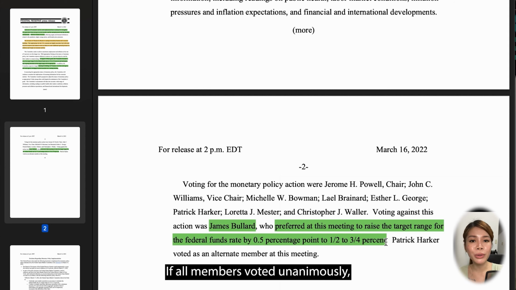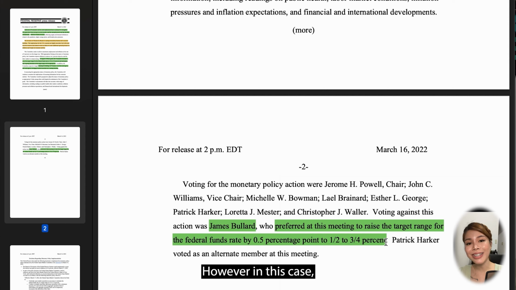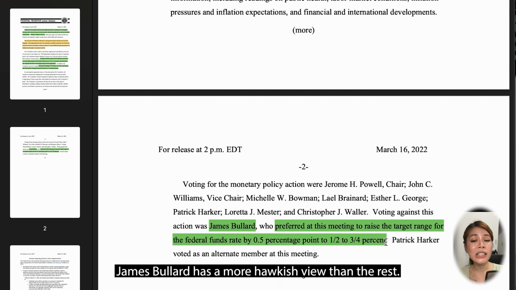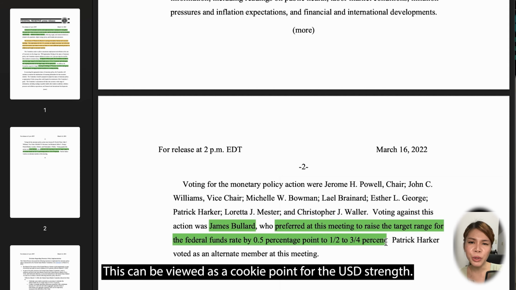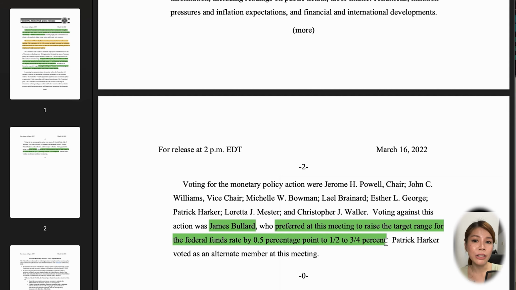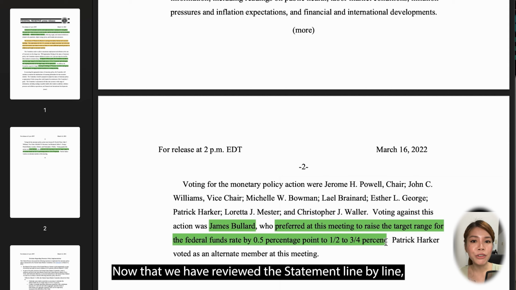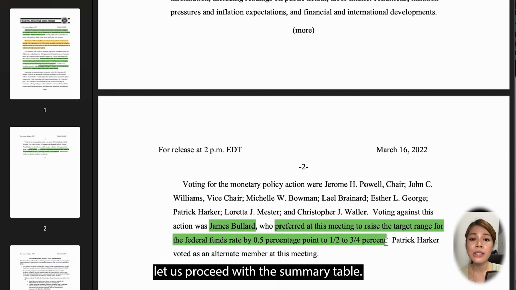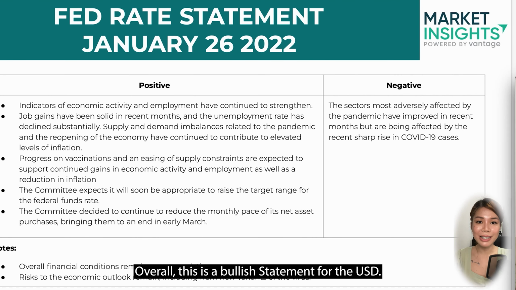If all members voted unanimously, then this portion is not important. However, in this case, James Bullard has a more hawkish view than the rest. This can be viewed as a cookie point for the USD strength. So now that we have reviewed the rate statement line by line, let us proceed with the summary table. Overall, this is a bullish statement for the US dollar.